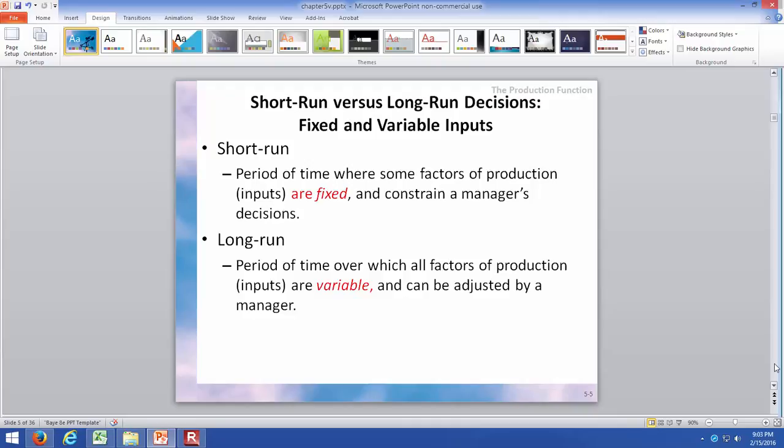For example, you're a hospital, you have a particular building, and that building has a particular number of beds. It's very difficult to increase the number of beds in the short run, but in the long run we are saying that you can increase the number of beds, and you can also increase the number of physicians and so on. So here in the short run what we are saying is that we can do something about the labor input, but we cannot do anything about the capital input.